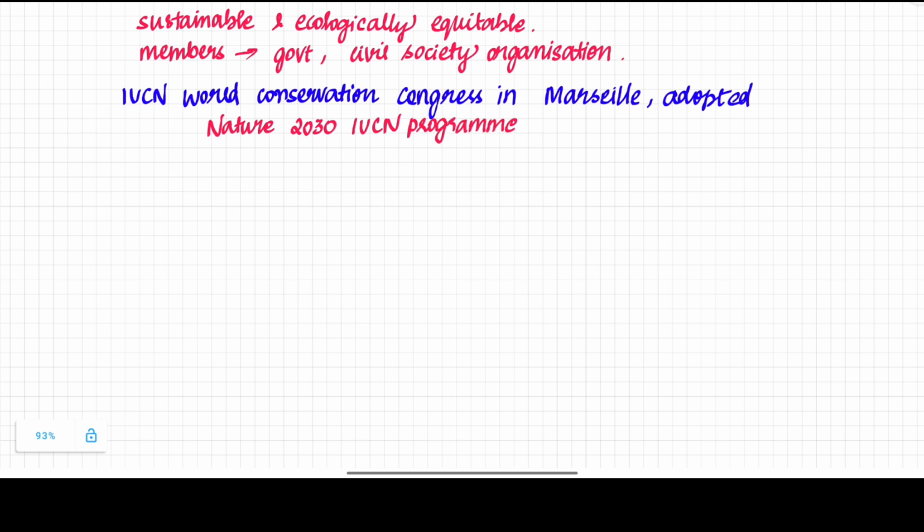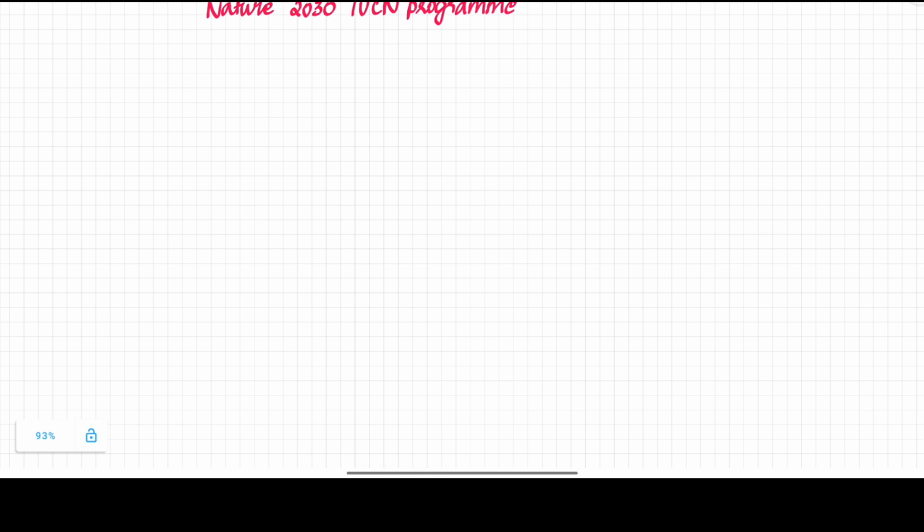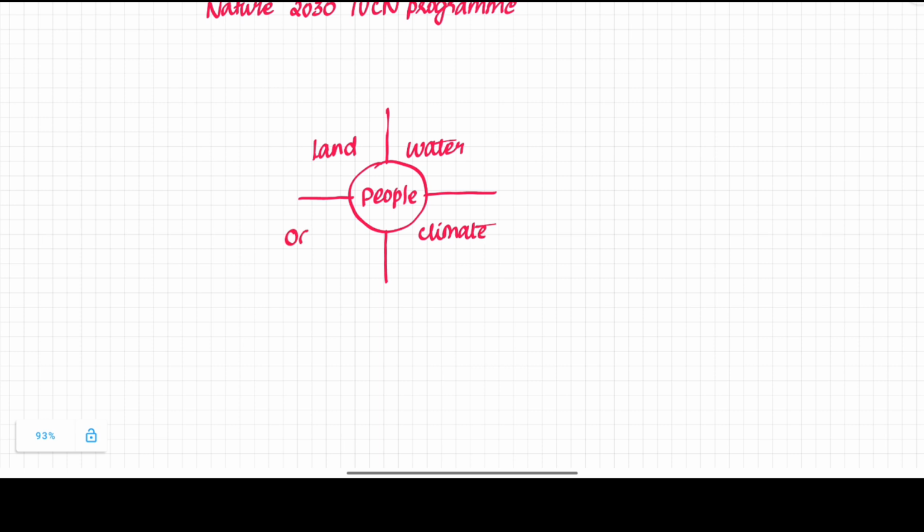Now, what is this Nature 2030 IUCN program? It has people at the center, and it is divided into four themes. The first one is land, water, climate, and oceans.